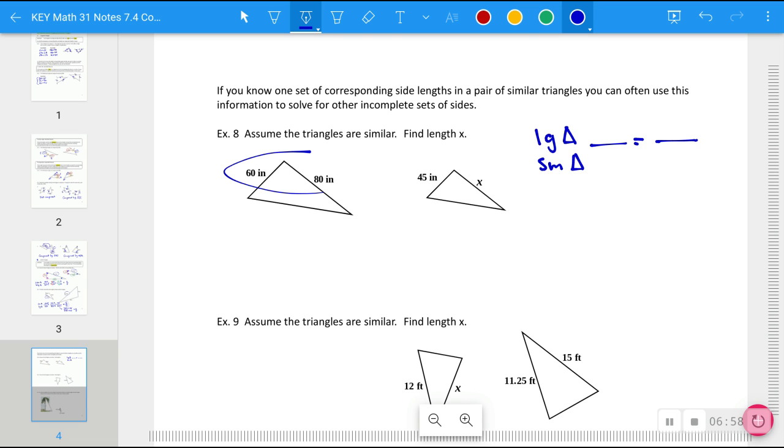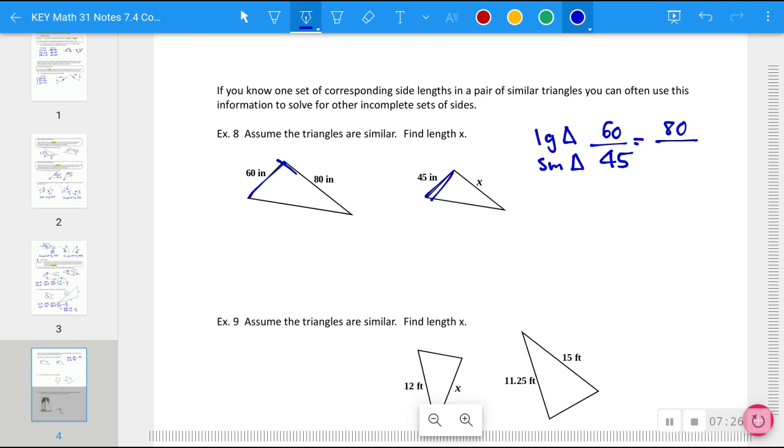In the large triangle, we have a 60 and an 80. But you have to be careful once you've done that to get these lined up correctly on the next one. Do I do 45 there and X there, or do I do it the other way around? Well, look at the side and describe it. Is that the shortest length, the middle length, or the longest length? And it's the shortest. So over here, it goes with this 45.